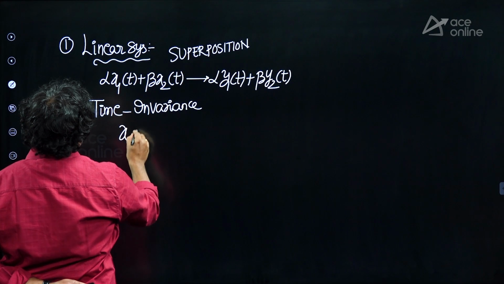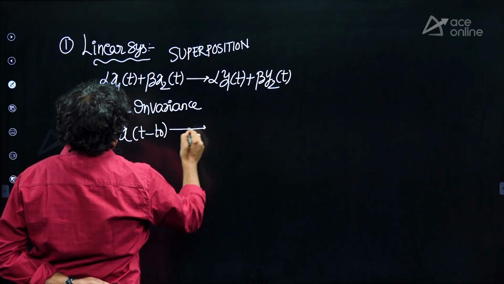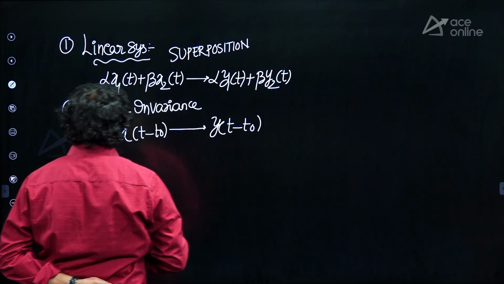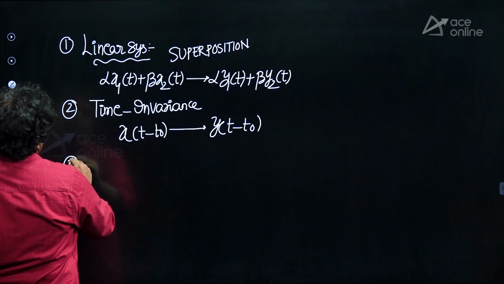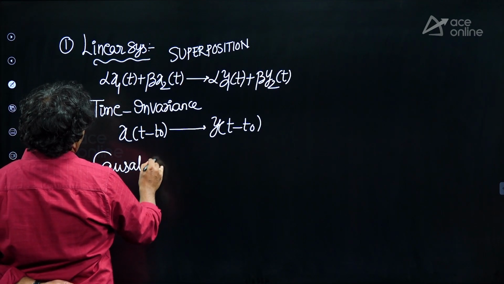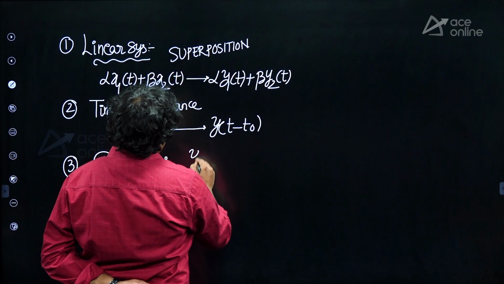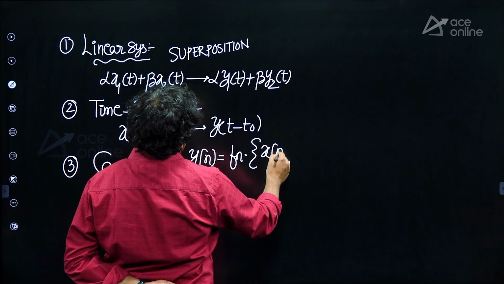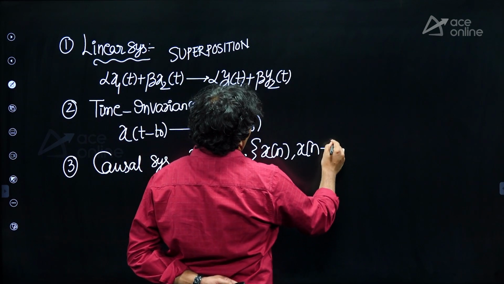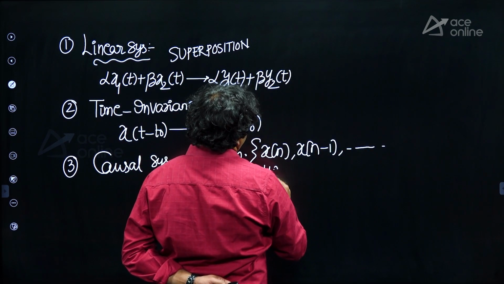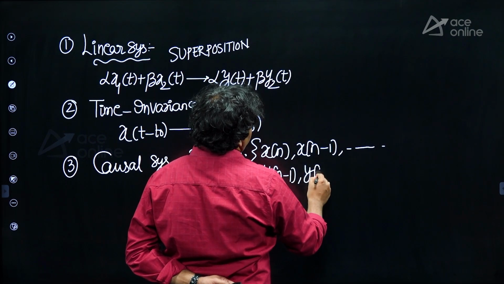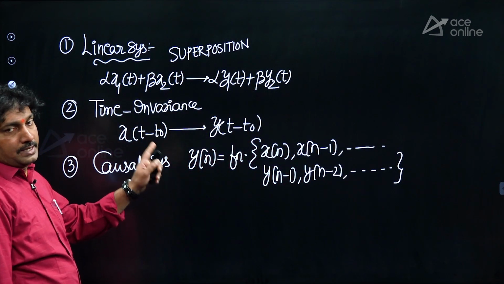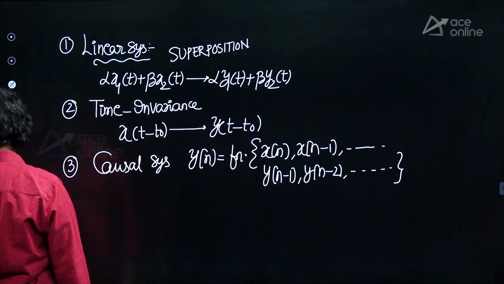What is the time invariance condition? Output due to shifted input must be equal to the directly shifted output. Then we are dealing with causality. Causal system means the present output must be a function of present and past inputs as well as past outputs. Present output depends on present input, past inputs as well as past outputs.